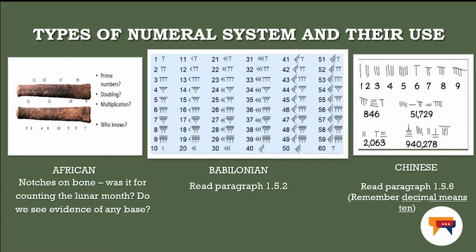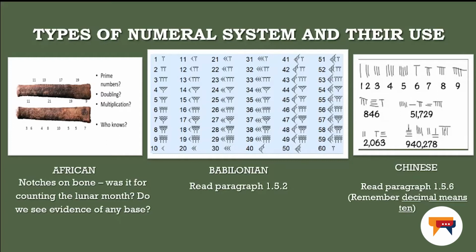But now, did they have a symbol for 0? It doesn't look like it, because if you look at that number 2063, they just made a space there to say there's nothing there. But there was not a symbol for the 0. They just put the 2 and then a nothing, a space, and then the symbol for 6, and then the symbol for 3. So you can fill in your table using this information and reading paragraph 1.5.6.